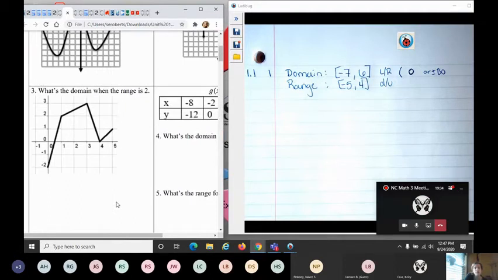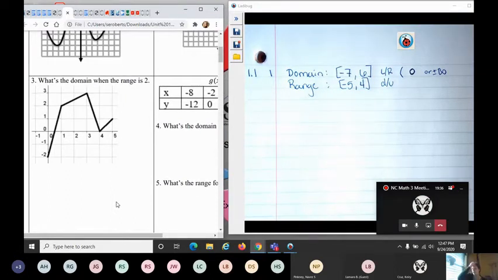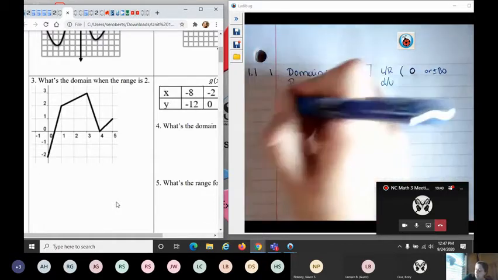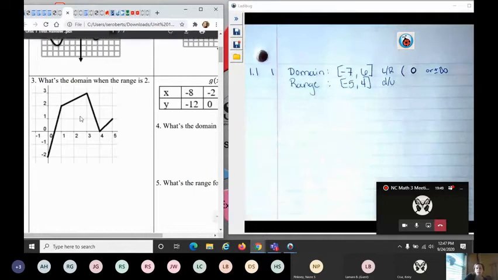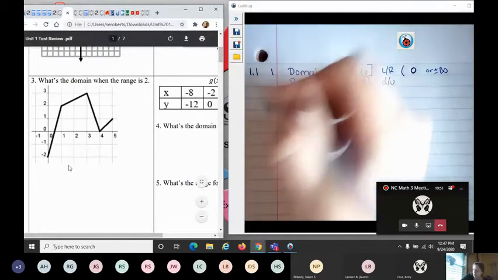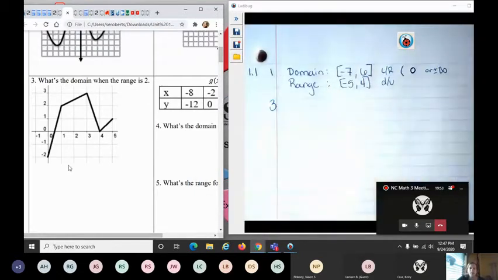There is one more type of problem that I would like to go over in this little section because it's a little bit specific. So, oh, not number 2. I want to go over number 3 real quick. Okay, so it's this one on the screen. And it says, what's the domain when the range is 2?